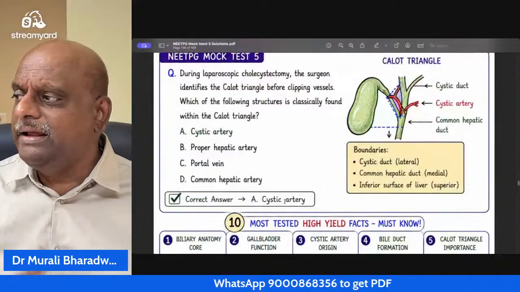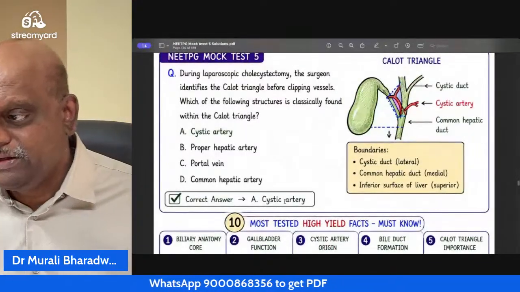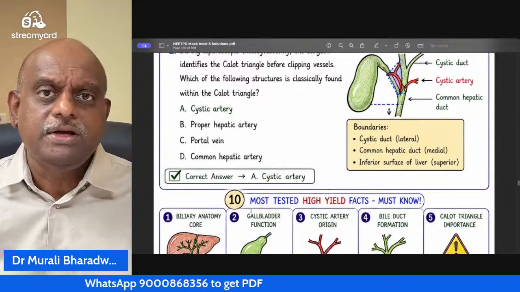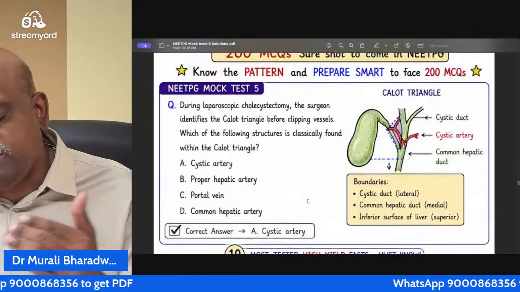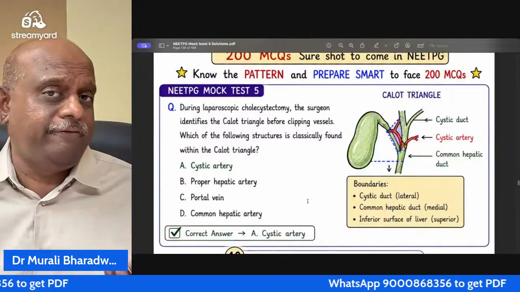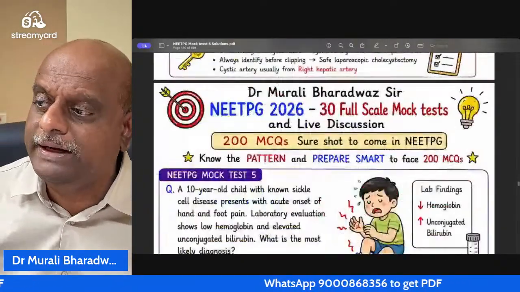Inside the Calot's triangle, you have the cystic artery. So what are the boundaries? Cystic duct lateral, common hepatic duct medial, inferior surface of the liver superior. You should not forget Calot's triangle, so many times asked in the exam.